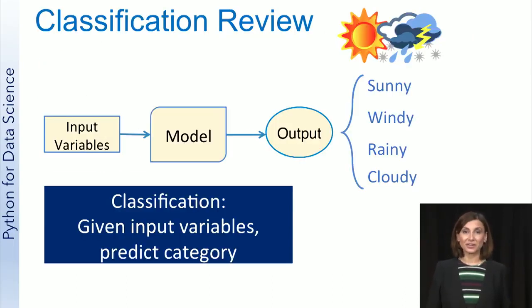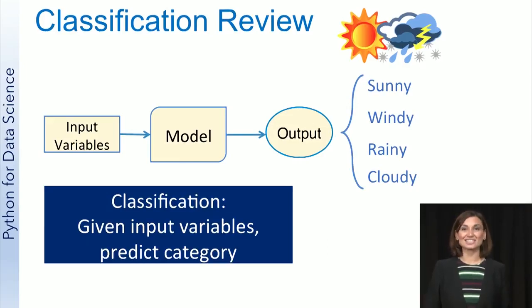Before we talk about regression, let's review classification again. In a classification problem, the input data is presented to the machine learning model, and the task is to predict the target corresponding to the input data. The target is a categorical variable, so the classification task is to predict the category or the label of the target given the input data.